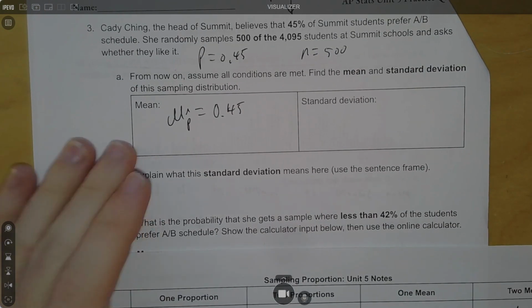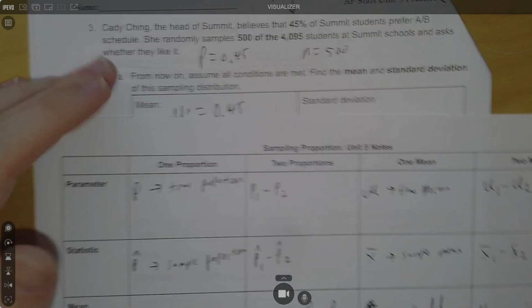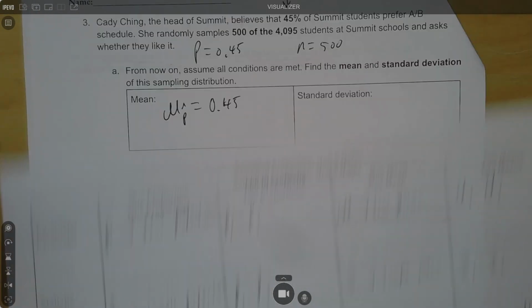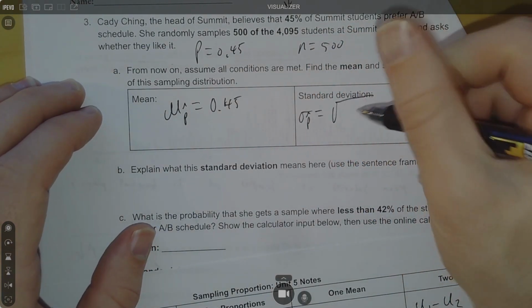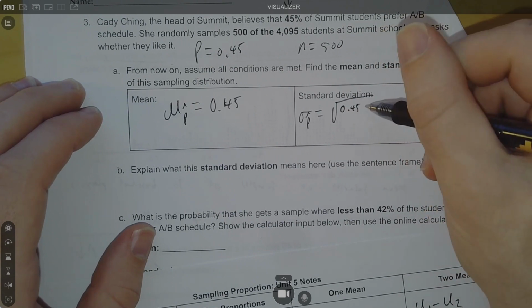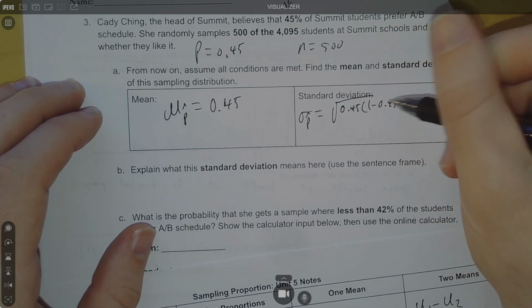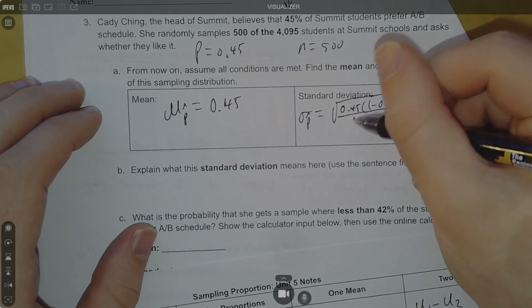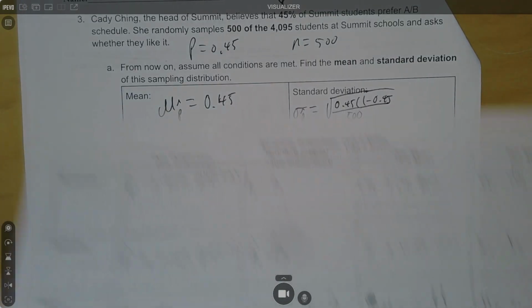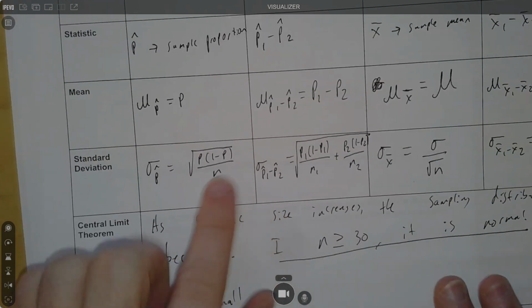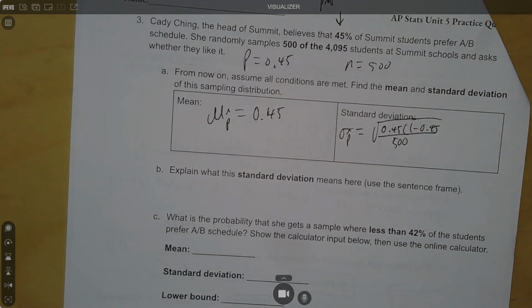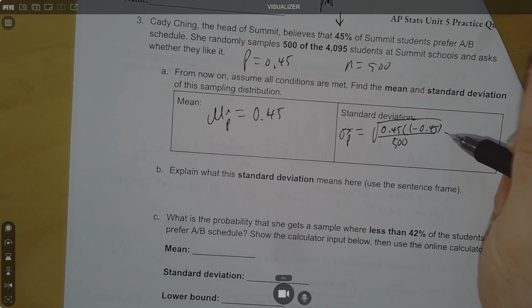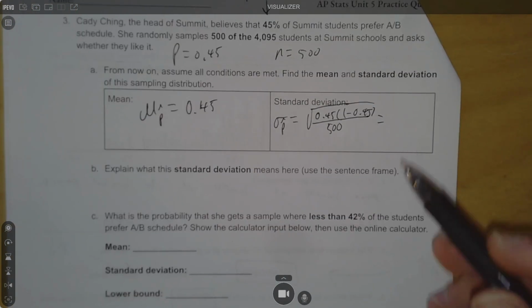Okay, standard deviation. Same thing. Well, we're dealing with proportions, so we're going to follow this formula right here. So it's going to be sigma p hat equals the square root of 0.45 times 1 minus 0.45 over 500. Okay, so that's this formula right here. I went to proportions, I went down to standard deviation. That's the one I've got to use. So if you just write this, I'm pretty happy with this, to be honest with you. As long as you write it correctly, I can follow you.